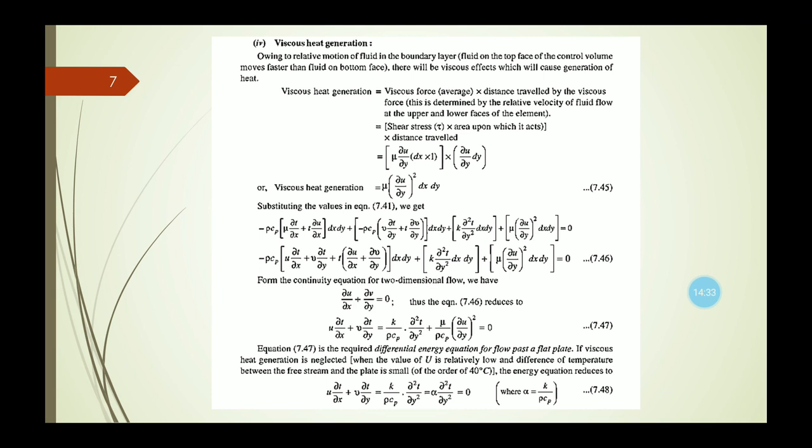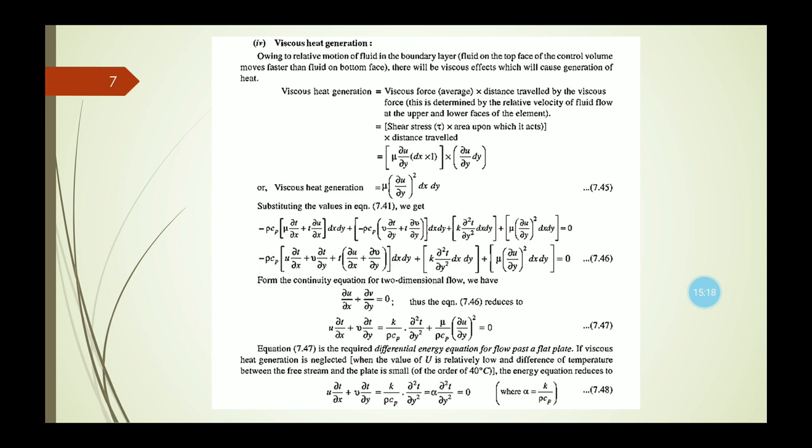Now comes the fourth term of the equation 7.41. This is the viscous heat generation. Due to the relative motion of the fluid in the boundary layer, fluid on the top face of the control volume moves faster than the fluid on the bottom face. In that case there will be viscous effects which will cause the heat generation. Now the viscous heat generation is actually the viscous force multiplied by the distance traveled by the viscous force. This is equal to the shear stress multiplied by the area upon which it acts, this whole multiplied by the distance traveled.